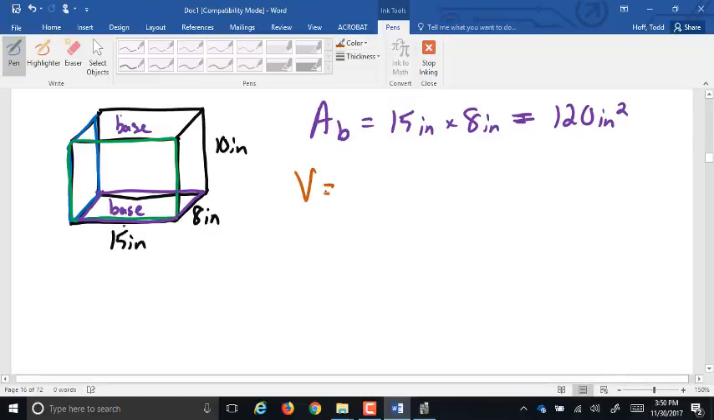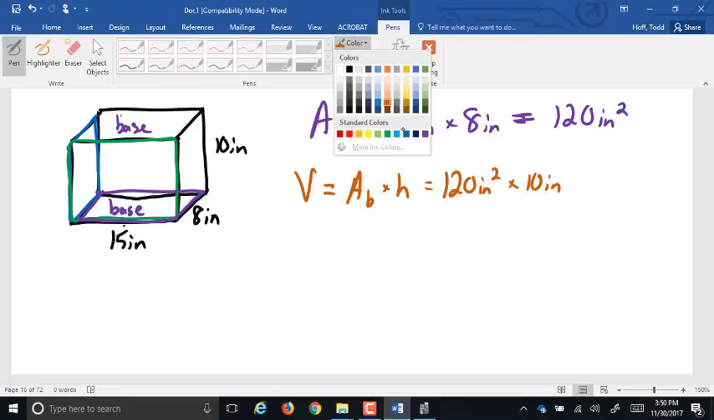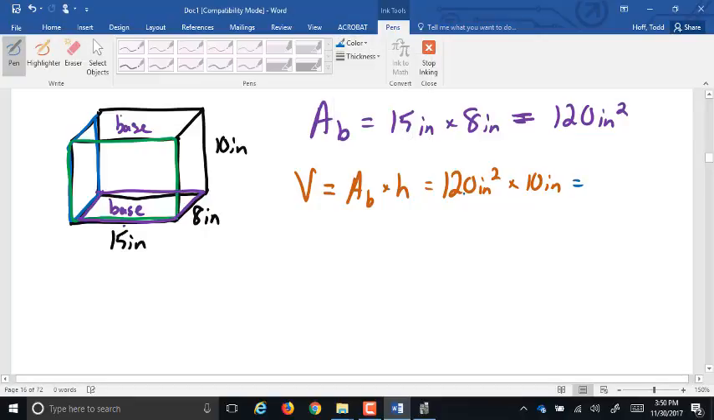From that, to find the volume, remember, volume is the area of the base times the height. So we take that 120 inches squared times the height of 10 inches. 120 times 10 is 1200. Inches squared times inches is inches to the third power, inches cubed. There's our volume.